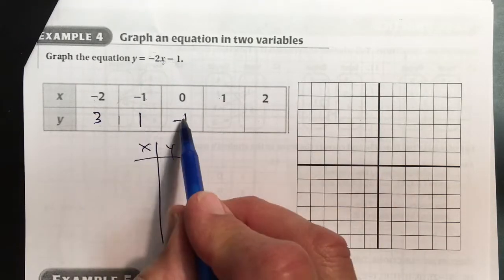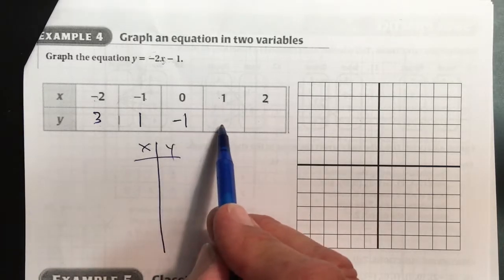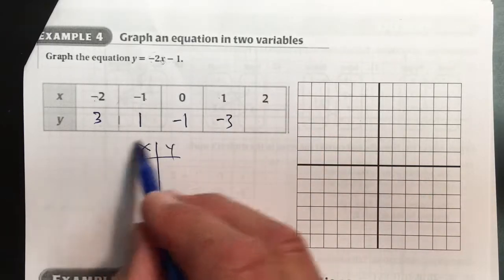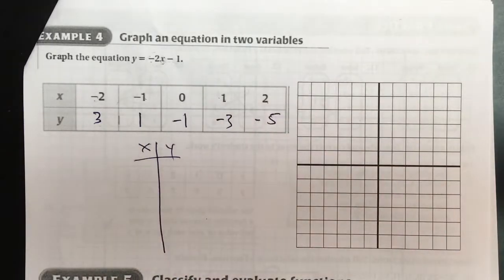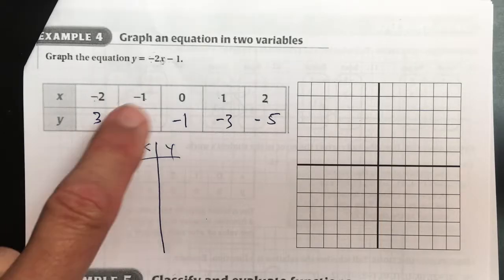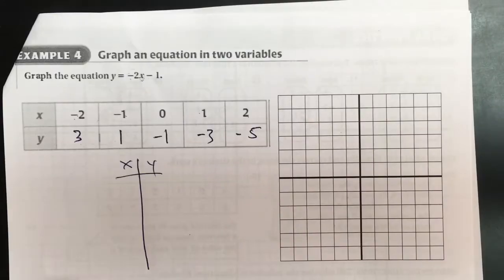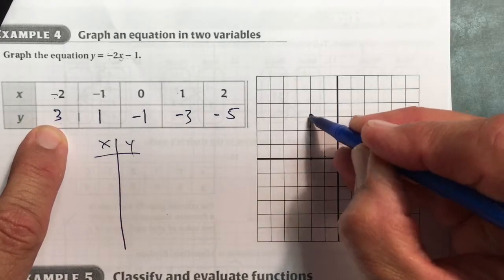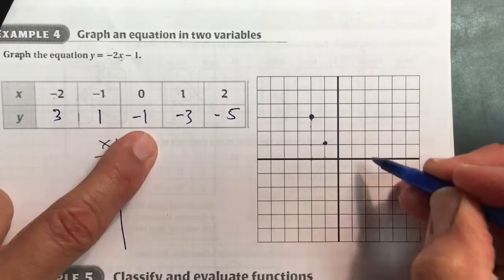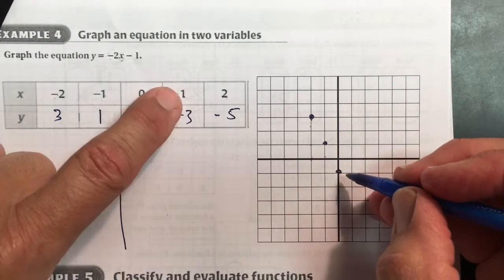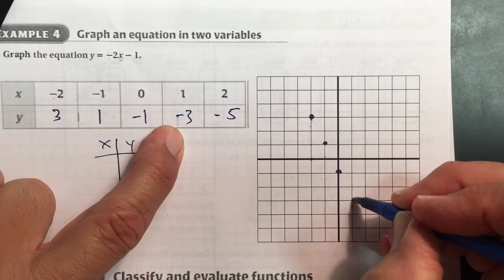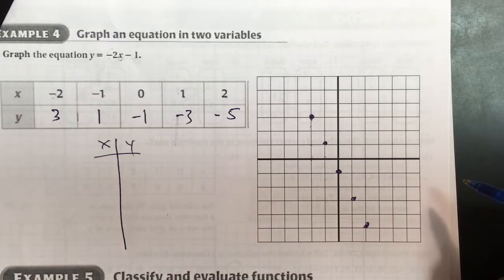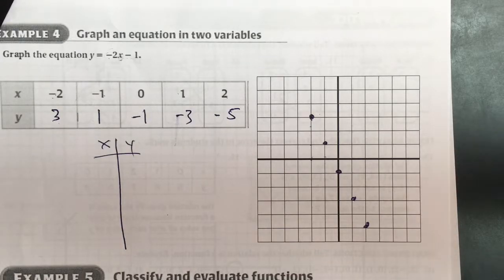And you can see the pattern hopefully developing. So the next one should be a -3. 1 times -2 is -2, minus 1 is -3. And I'm quite certain the next number is -5. Let's go graph this. So these are just 5 pairs of points: -2, 3; -1, 1; 0, -1; 1, -3; and 2, -5. And there's your equation of 2 variables.